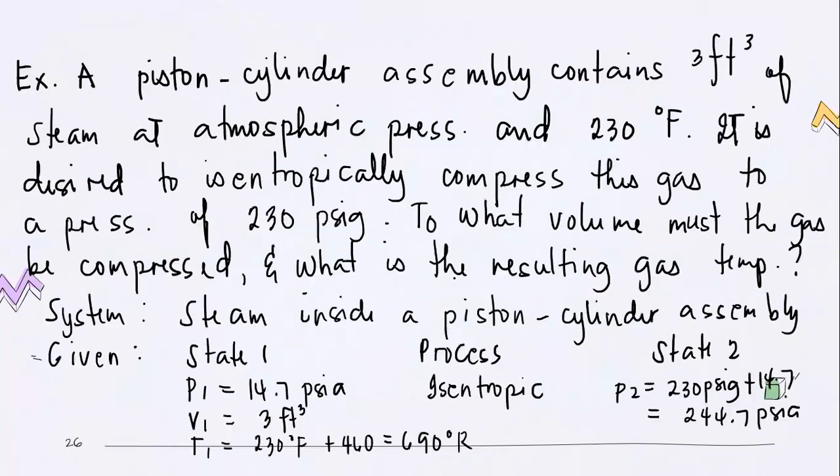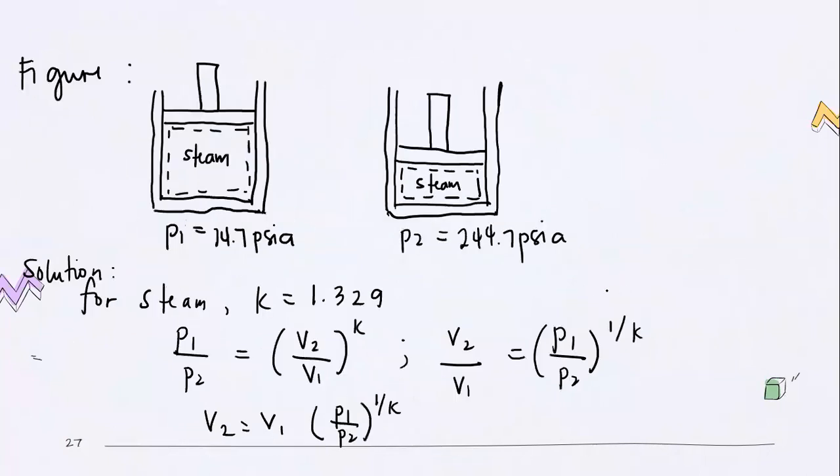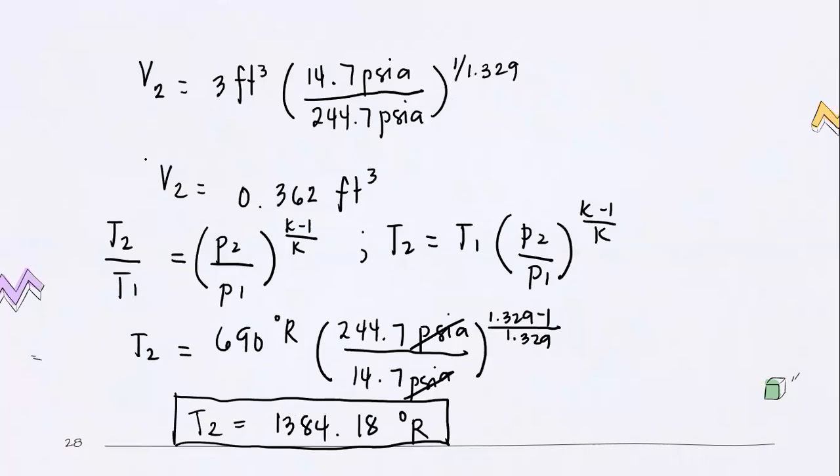Okay, the requirement is to what volume, and what is the resulting gas temperature? Therefore, your V2 is 0.362 cubic feet.